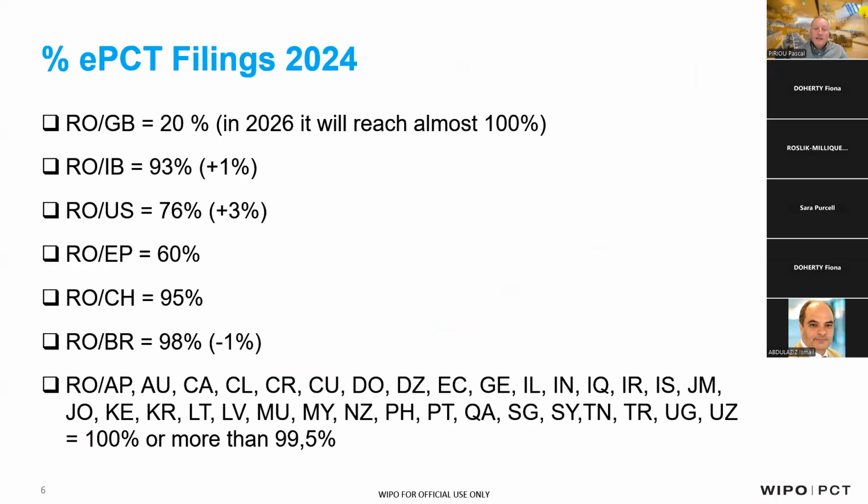However, as of the 1st of January 2026, it will no longer be possible to use EOLF, and ePCT will be the only method for filing PCT applications. Then it will reach almost 100%. With ROIB, 93% of PCT applications are filed using ePCT. And then we have the list of all the other receiving offices. And the last bullet point will indicate all the receiving offices where almost 100% of PCT applications are filed using, again, ePCT.